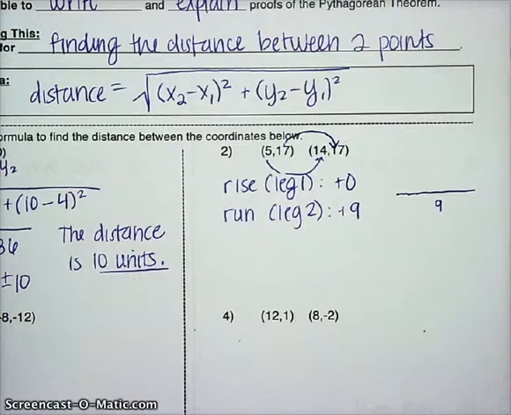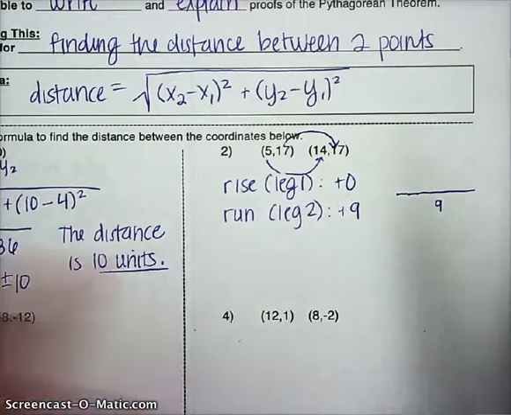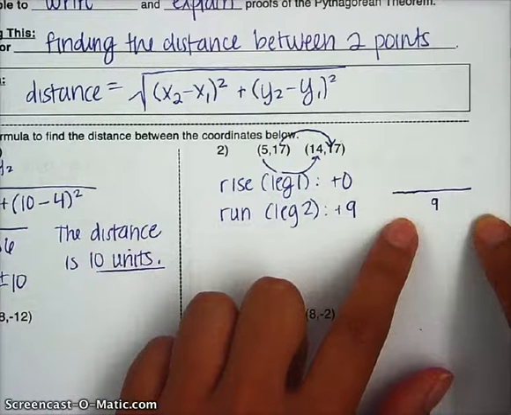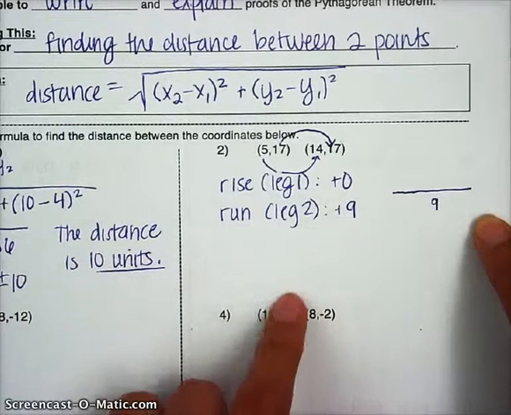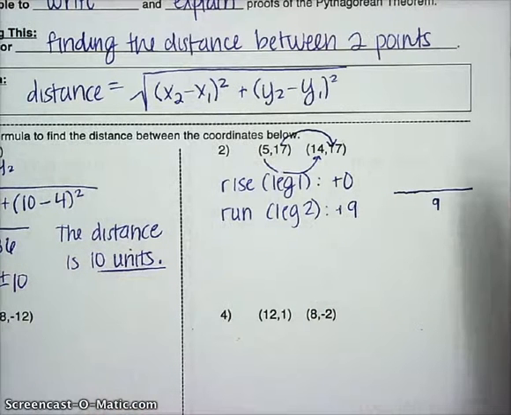So there is no triangle. It's just a line. What is the distance of this line? It's 9. So I'm going to say the distance is 9. Some of you are like, wait, that was too easy. I don't get it. Well, let me prove it to you.